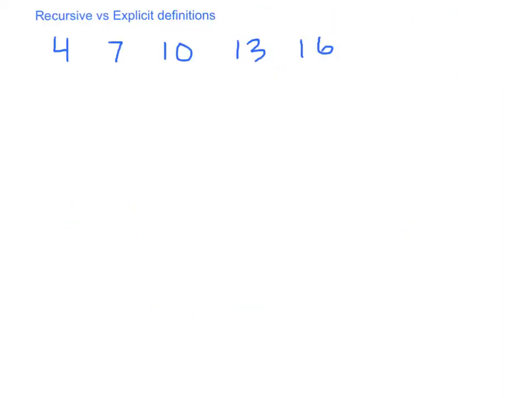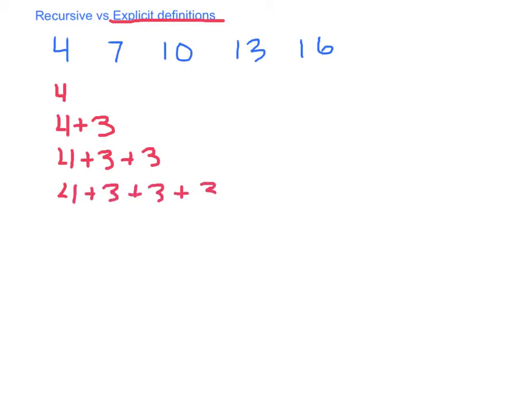In this assignment, you'll be looking at both recursive and explicit definitions of sequences. So let's first of all talk about the explicit definition. An explicit definition gives you a formula that will identify each term in the sequence. And so like the first term is 4, and the next term is 4 plus 3, and the next term is 4 plus 3 more, and the next term is 4 plus 3 plus 3 plus 3 more, that's 13. And if I want to get 16, it's 4 plus 3 plus 3 plus 3 plus 3.